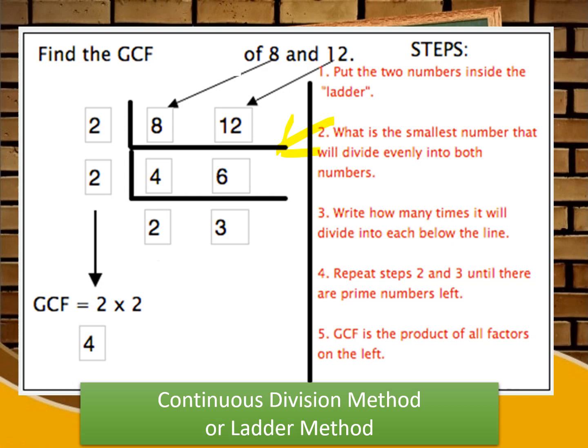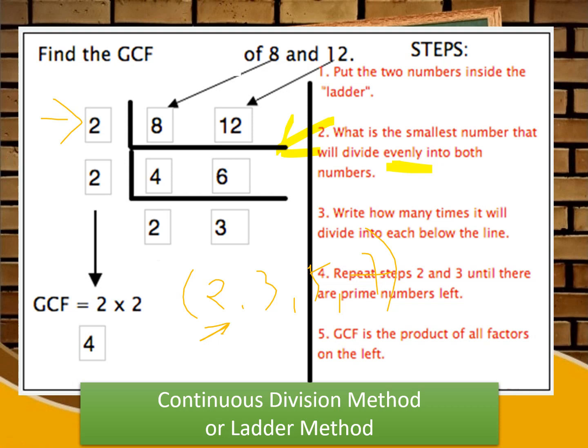Now, what is the smallest number that will divide evenly into both numbers, 8 and 12? So, find a factor that will be used as your divisor, prime factors. So, you can use 2, 3, 5, 7, and so on. So the smallest number that can divide evenly into 8 and 12 is 2. That's why you use 2.